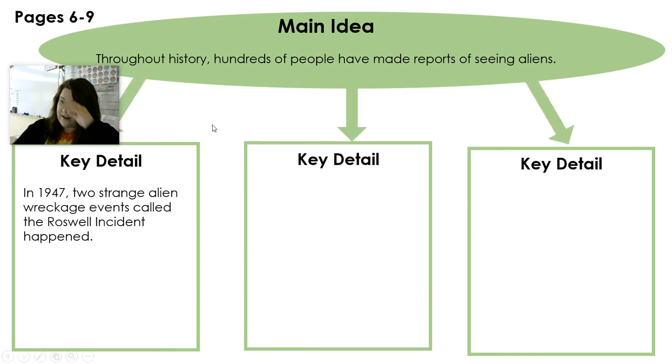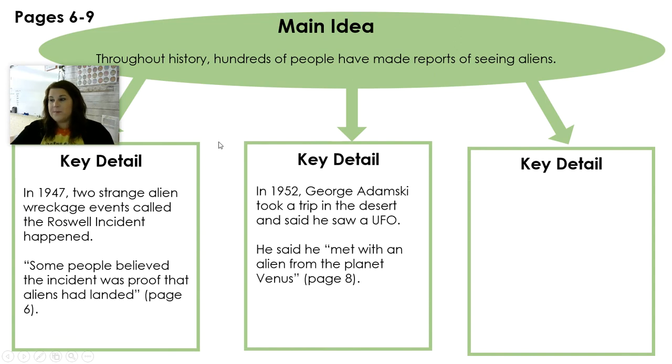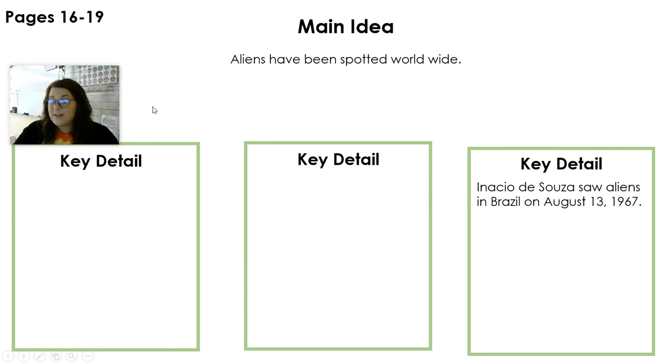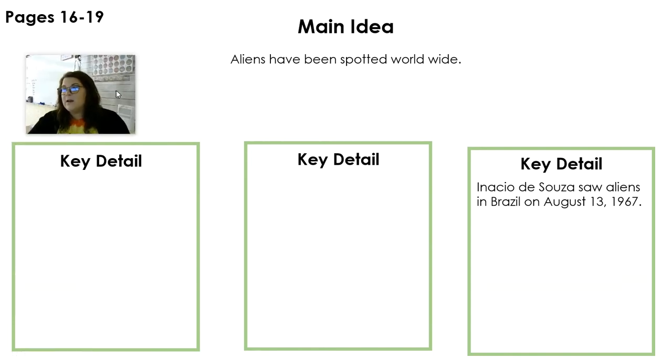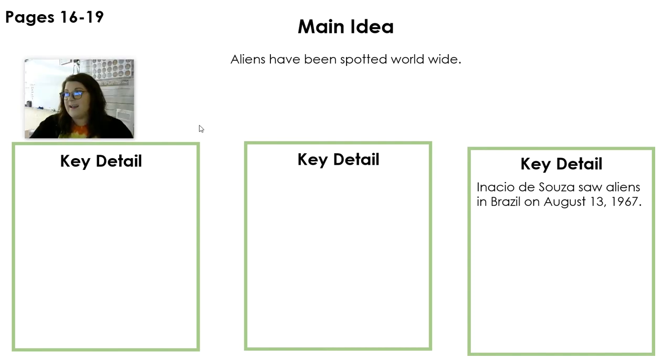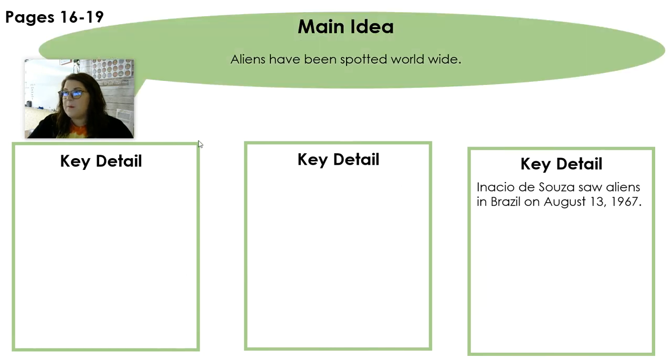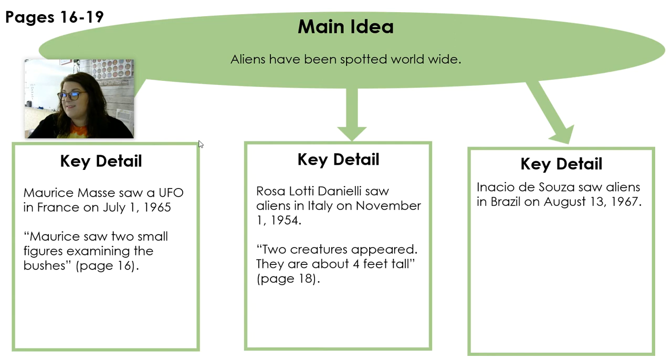When it comes to key details, what we then did was took a look at some specifics in the text. What are some specific examples of people making reports of seeing aliens? And then, because we're in fifth grade, we went and found some direct quotes from the text that also worked with those key details. Then I had you give it a try. So here's what I came up with from the passage that you had practiced with, pages 16 through 19. The main idea of these sections was that aliens have been spotted worldwide. Then we found some key details to support this.